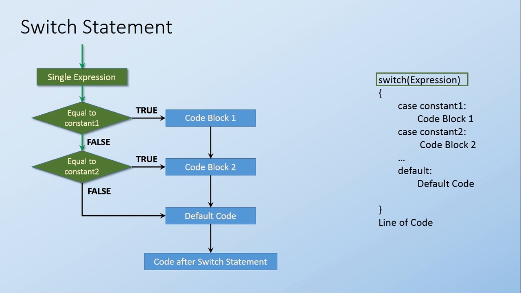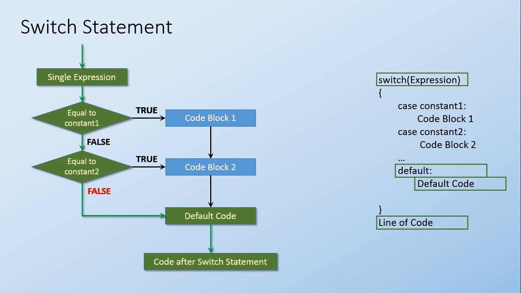When after all cases, no case constant is equal to the statement, the program may execute the block of code after the default keyword if present. Else, the program will exit the construct, then proceed to the line of code immediately after the switch statement.